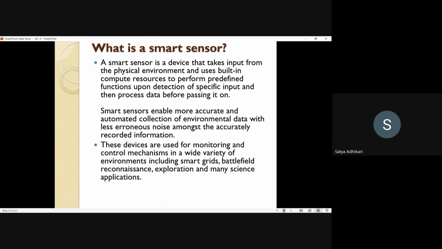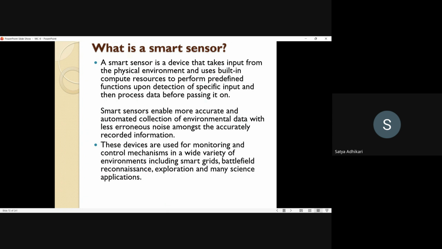A smart sensor is nothing but a device that takes input from the physical environment and uses built-in compute resources to perform predefined functions upon detection of specific input, and process data before passing it on. So it takes input from the physical environment, senses that, and informs the user that this particular event already occurred, so that the necessary action will be taken.